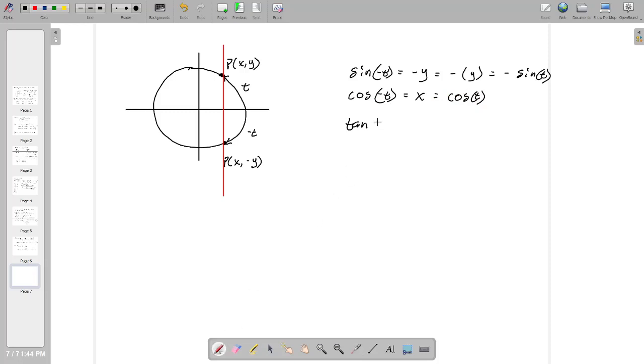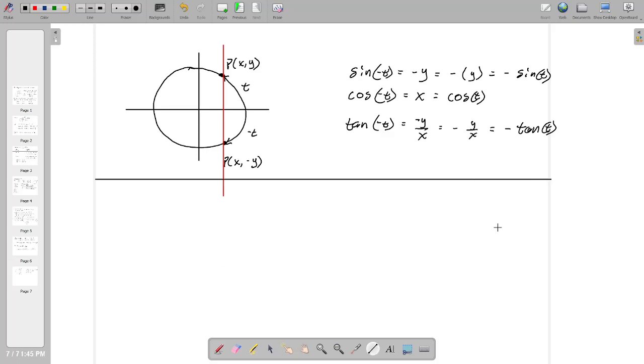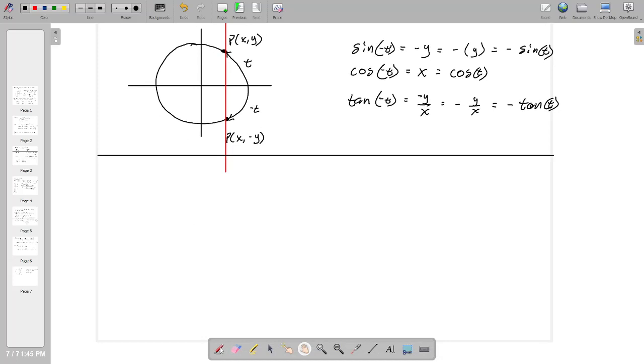And then lastly, tangent of negative t is equal to negative y divided by x. The y value of this terminal point divided by the x value of this terminal point. Now if we move this negative off, we get a negative y divided by x. And then y over x would be the y value here divided by the x value here, which means it's the tangent of this positive t value. So we'd end up with negative tangent of positive t. Now, let's actually get into the even and odd functions and define each of them.